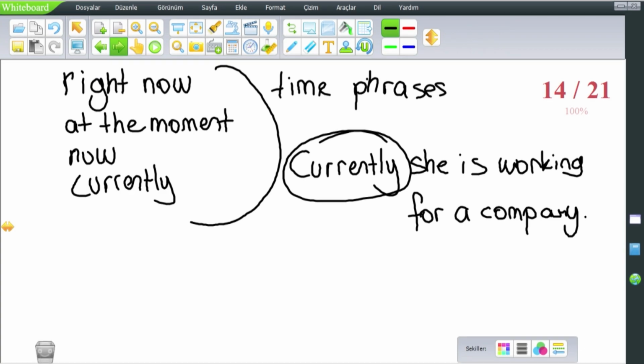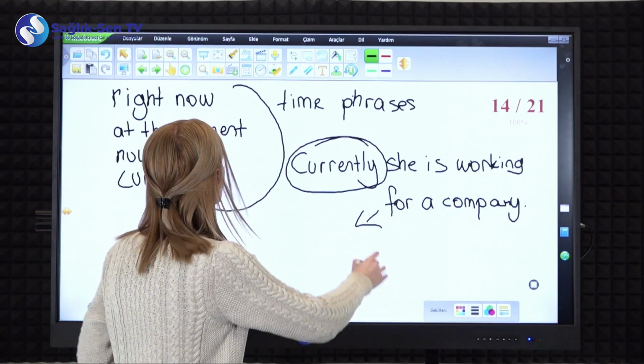Time phrases: right now, at the moment, now, currently. Currently, she is working for a company. But this is not going to last forever. She will quit someday and get another job.